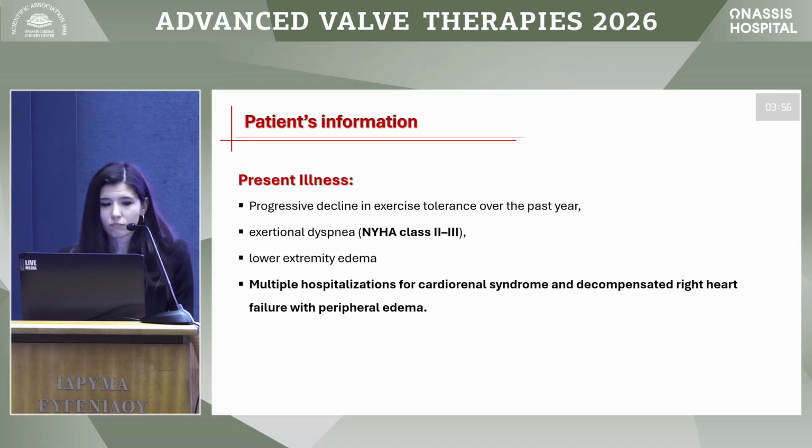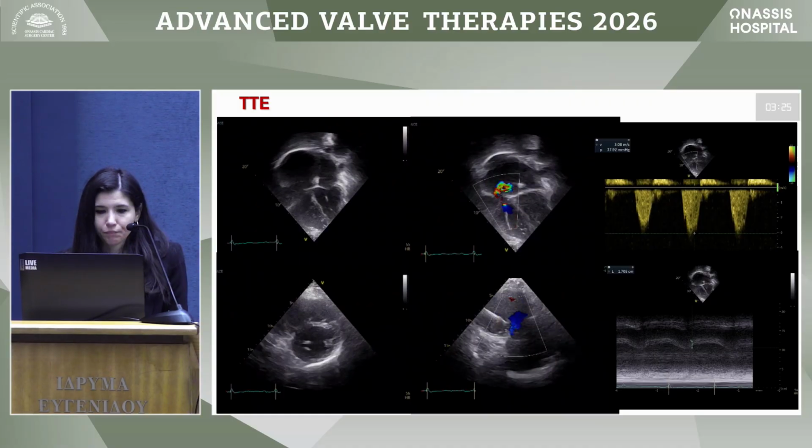And now the patient has progressive decline in exercise tolerance over the past year, with exertional dyspnea, NYHA class 2 to 3, and lower extremity edema. She has had multiple hospitalizations for cardiorenal syndrome and decompensated right heart failure with peripheral edema.